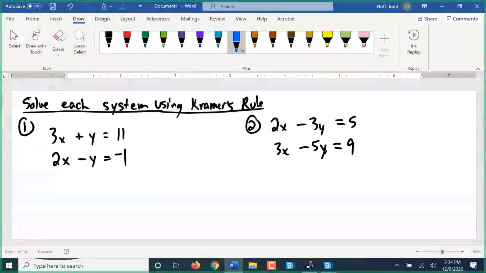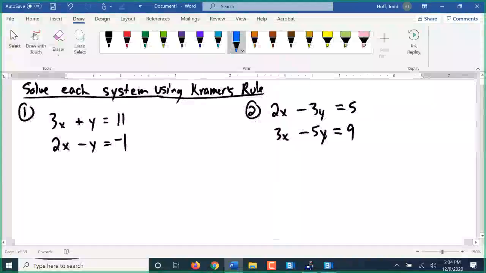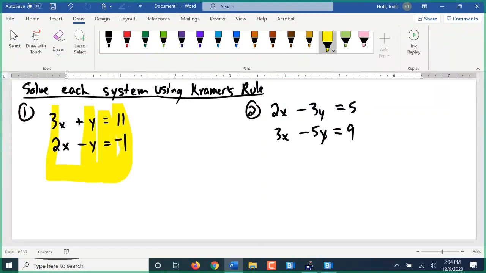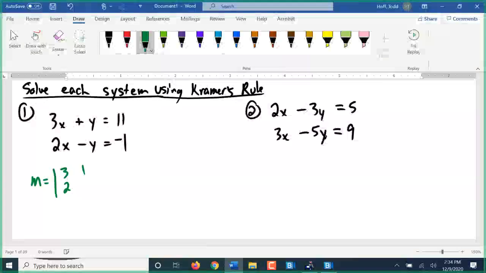Okay, so for the first one here, it is already lined up correctly. We have the x's, the y's, the equals, and the constants, which is what we need to apply Cramer's rule. So we're going to go ahead and set up our matrices. Our base matrix is 3, 2, 1, -1.